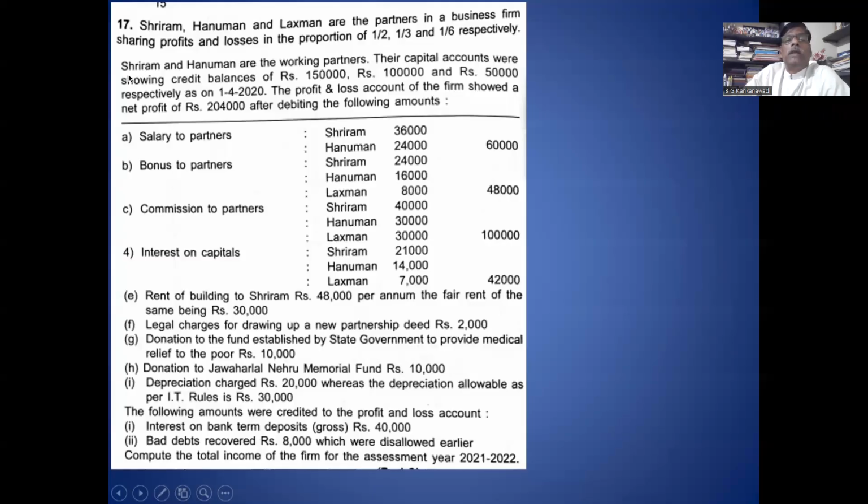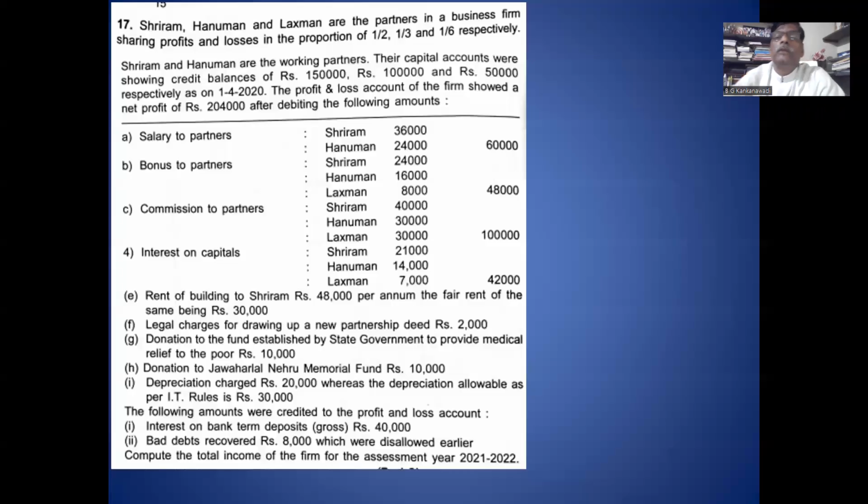So you see the next line, Sri Ram and Hanuman are working partners. This is very important. Lakshman is a non-working partner. Nothing about Lakshman is mentioned, so Lakshman is a non-working partner. Their capitals were 1,50,000, 1 lakh, and 50,000.